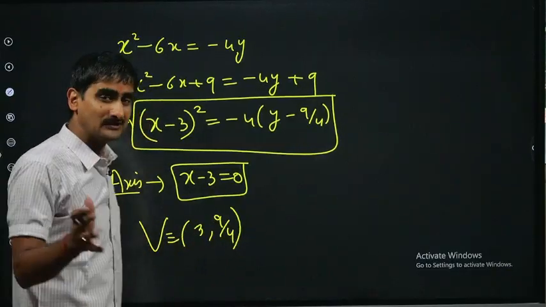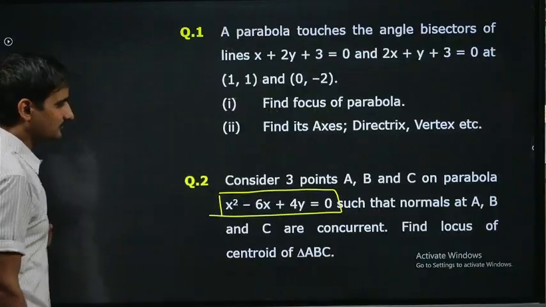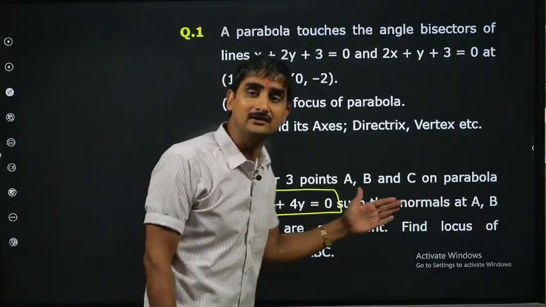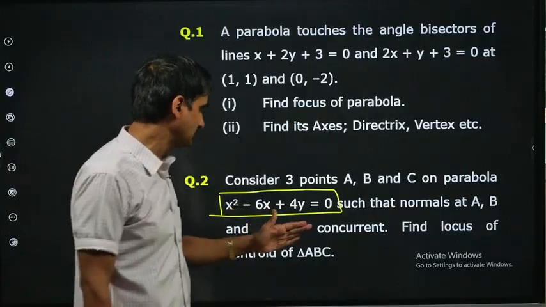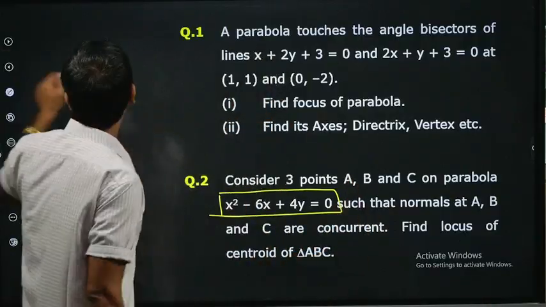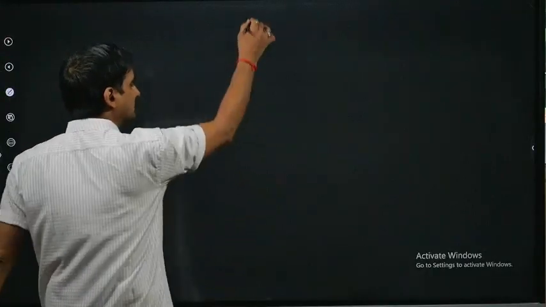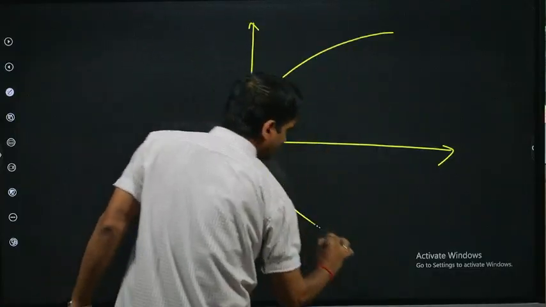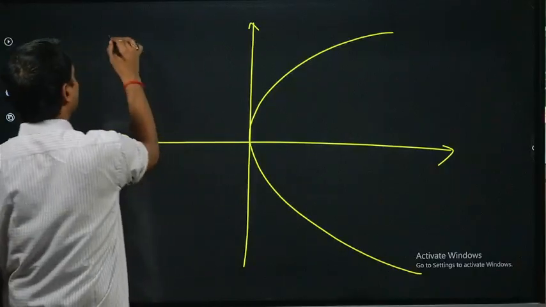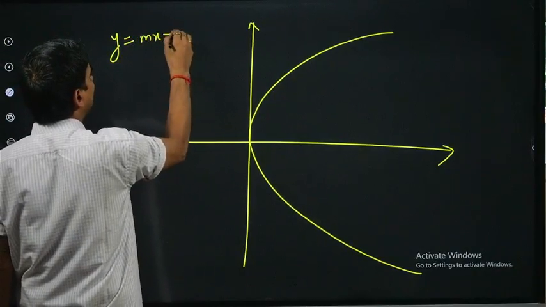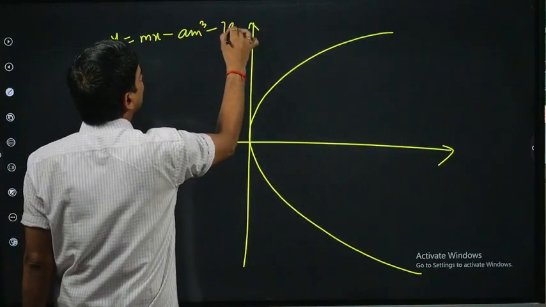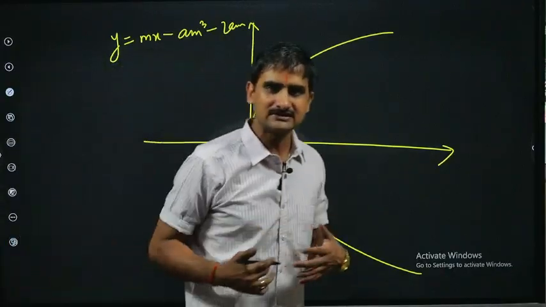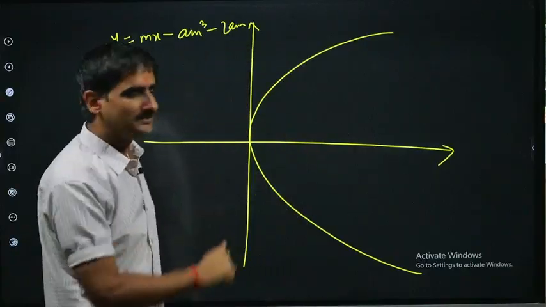So likewise we can find out everything, but what do we need? We need to consider 3 points on the parabola A, B, C such that the normals at A, B and C are concurrent. Find the locus of the centroid of the triangle ABC. Okay, so as I said, again we have a result for this. The result I will be showing for the horizontal parabola, because if you remember, normally we discuss the slope form of the equation of a parabola for the standard horizontal parabola only. Okay, so it has its own long discussion. We have a result there. That result is extremely helpful.